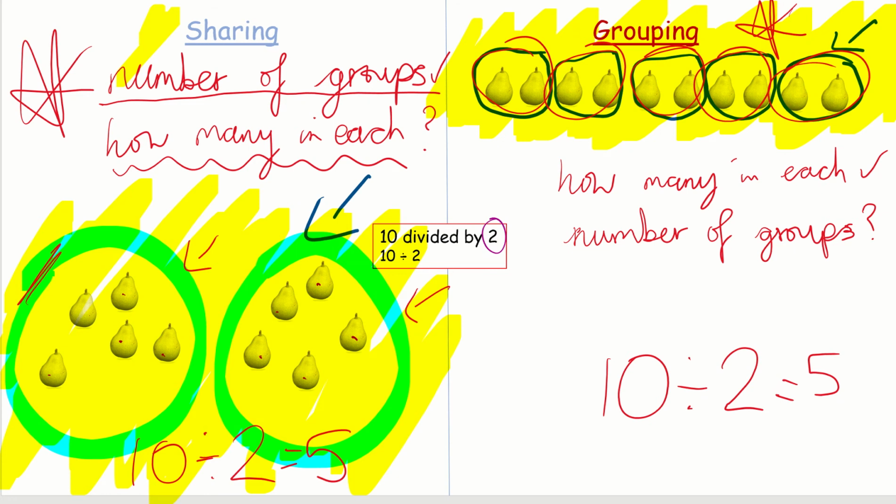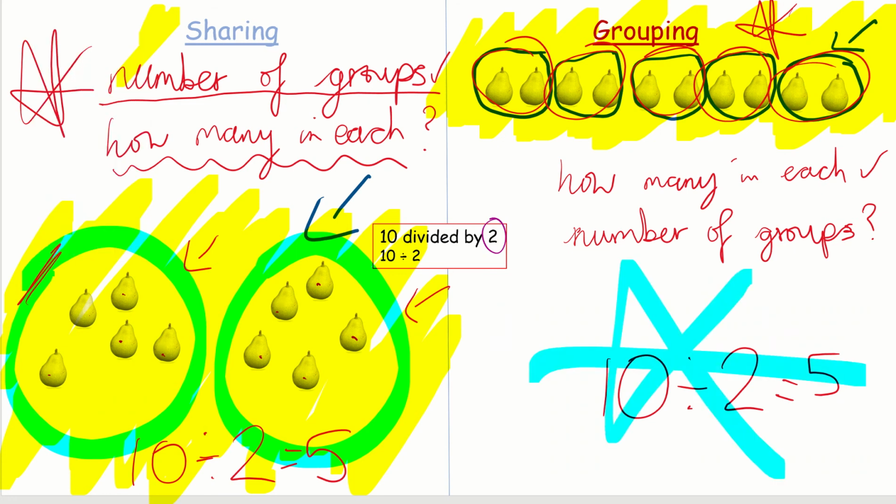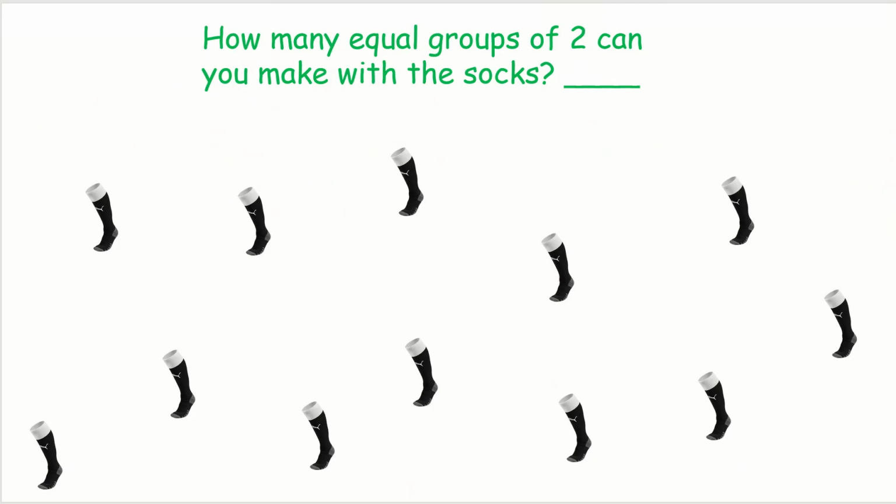Okay? So we're going to think about our grouping today. Because we've looked at sharing for a couple of days, now we're going to look at grouping. Making groups, we know how many are going to be in each, and then we find out how many full groups there are at the end. Okay? Right, let's look at this one then. So similar kind of thing.